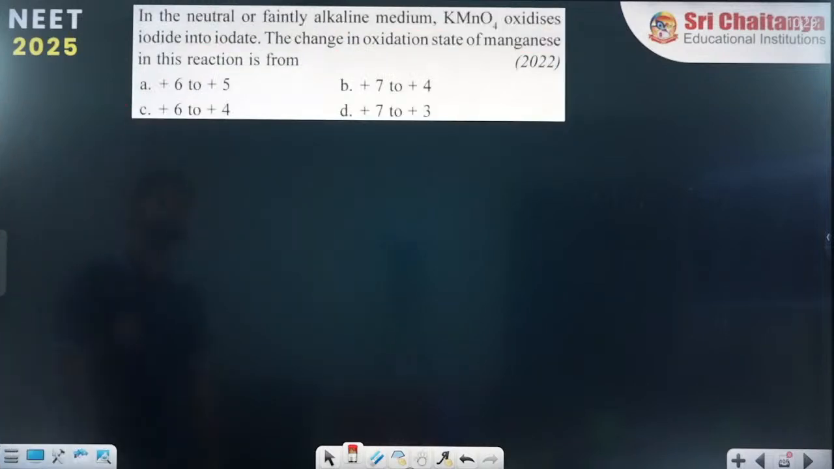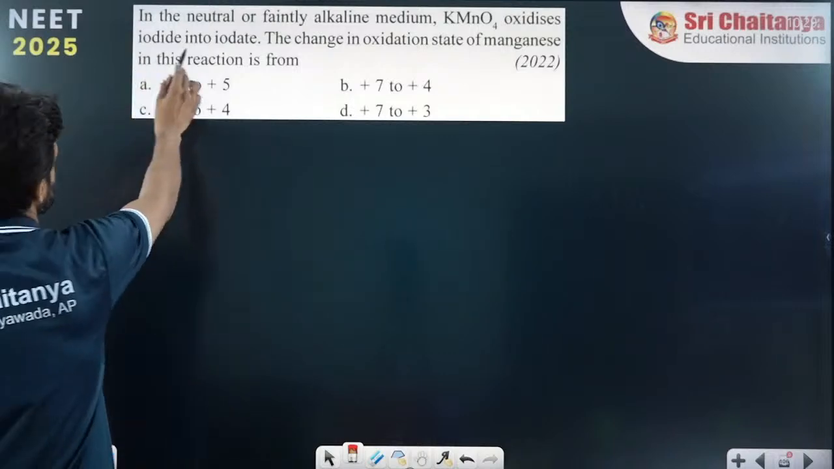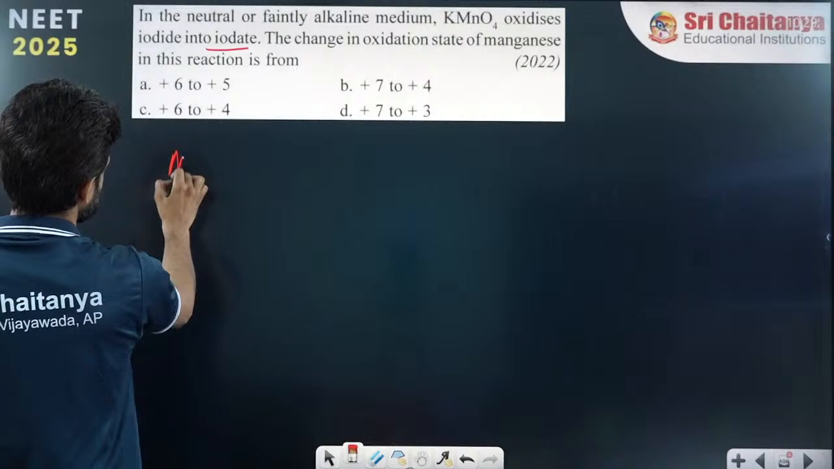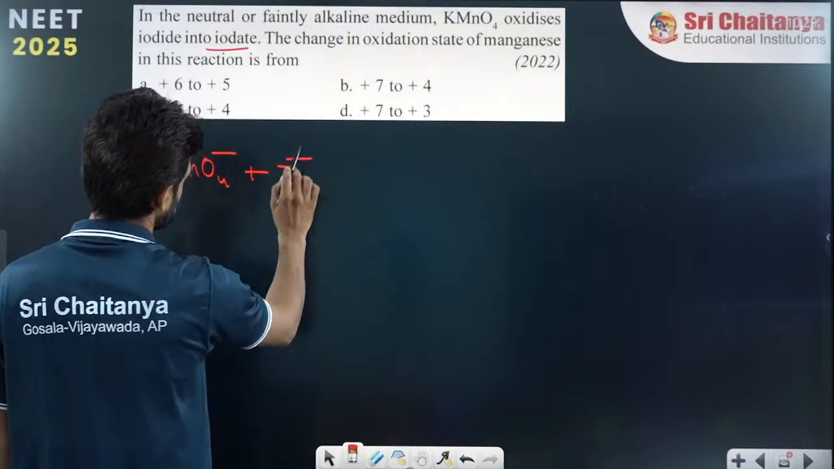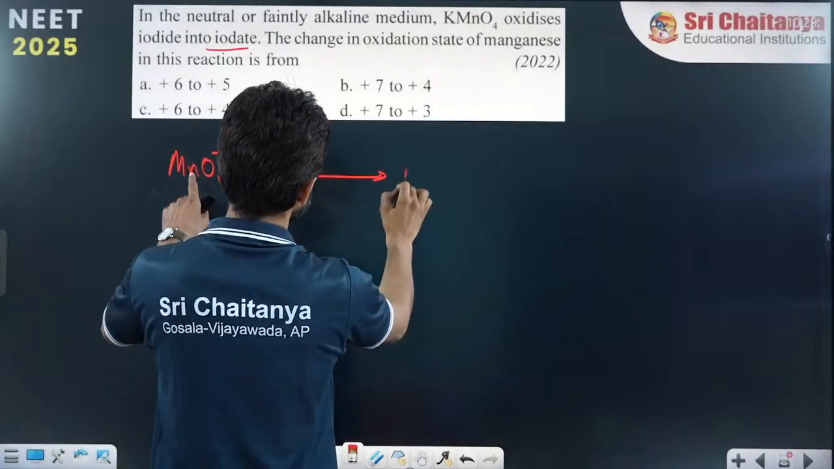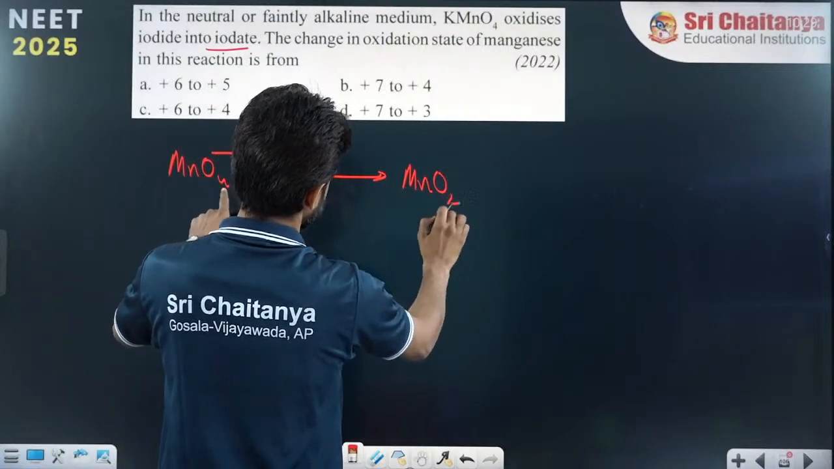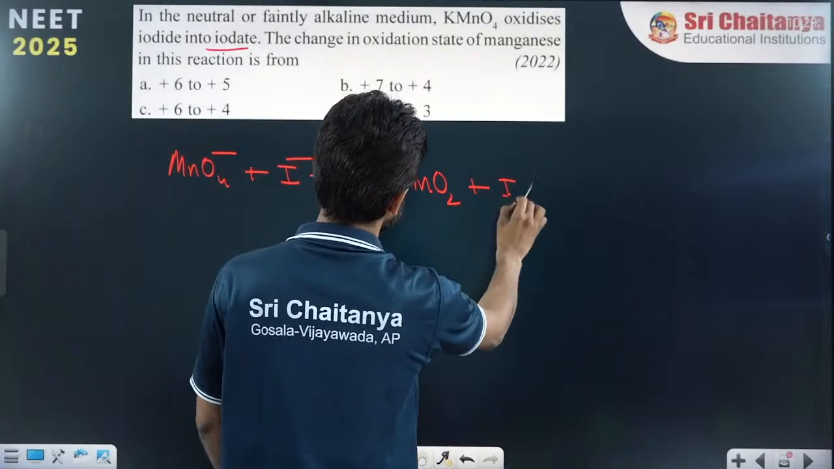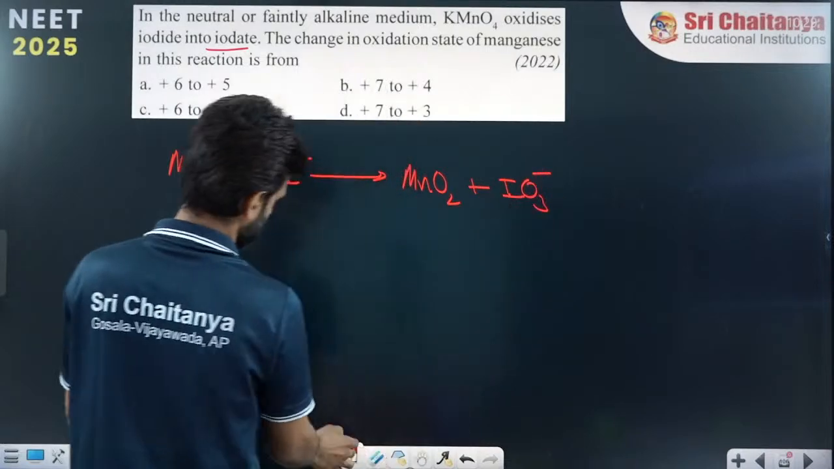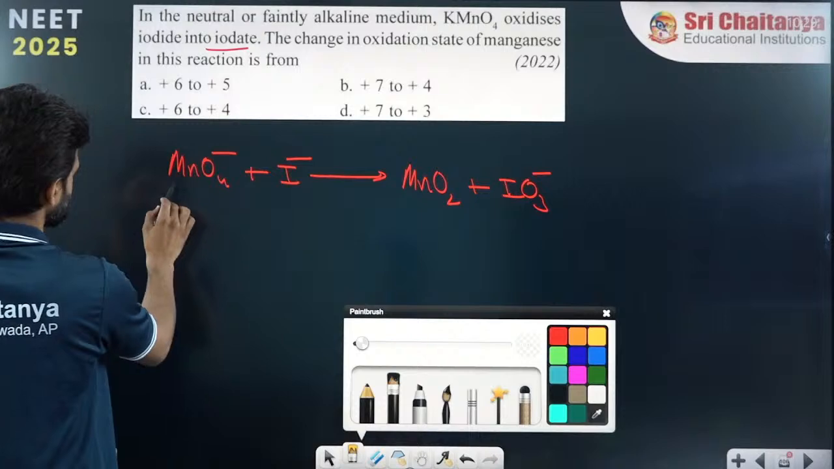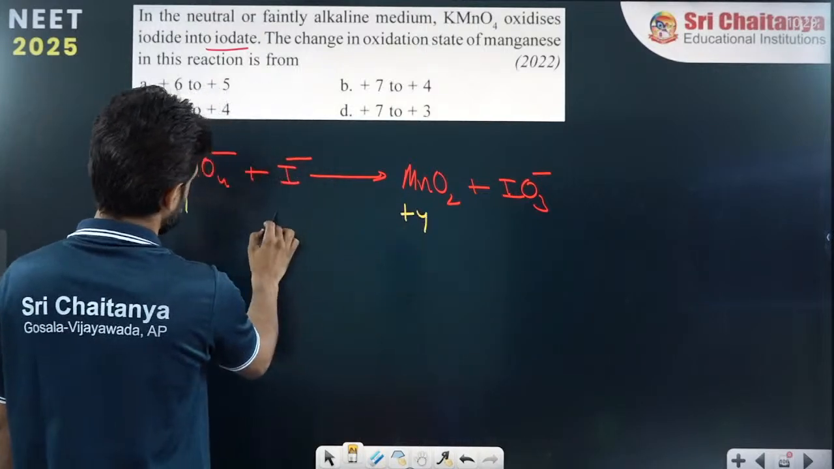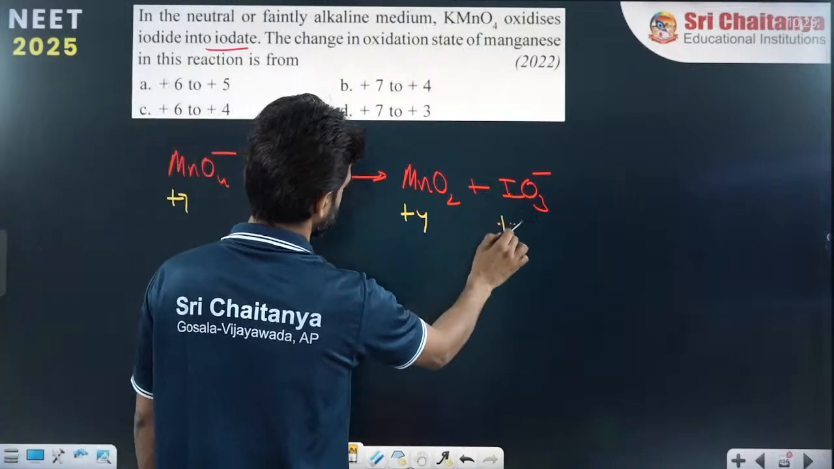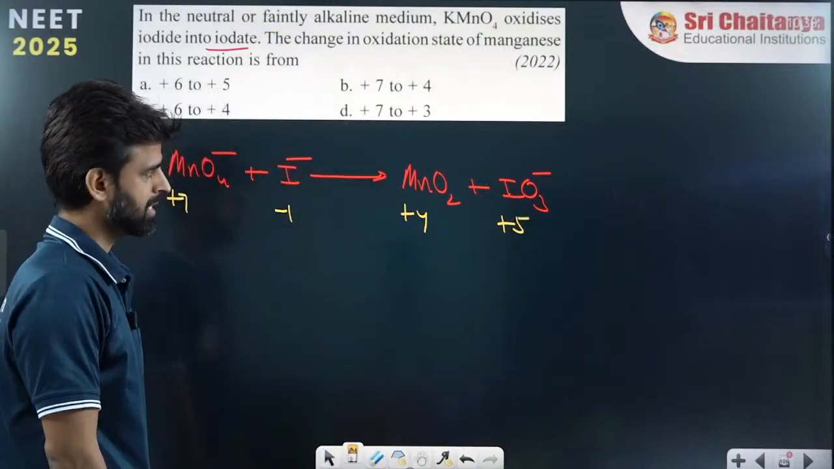In neutral or faintly alkaline medium, KMnO4 oxidizes iodide to iodate, right? If I write the reaction, MnO4 minus plus I minus, in faintly alkaline or neutral medium, becomes MnO2, and I minus becomes IO3 minus. Oxidation state wise, Mn was plus 7, now Mn becomes plus 4. I was minus 1, I becomes plus 5, right?